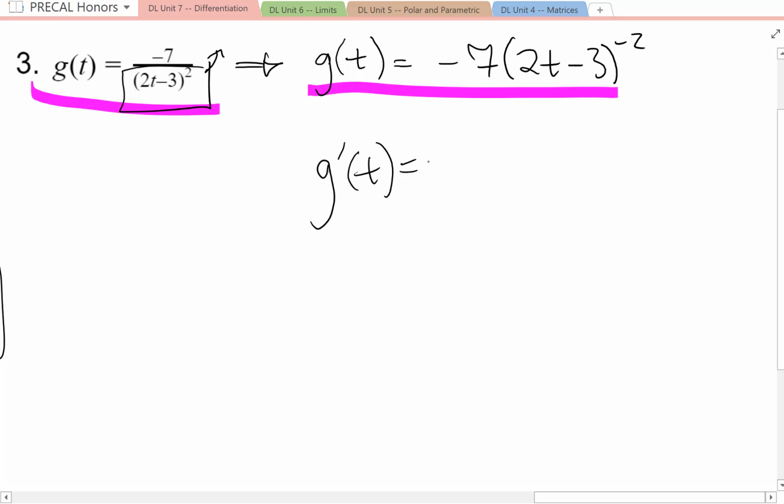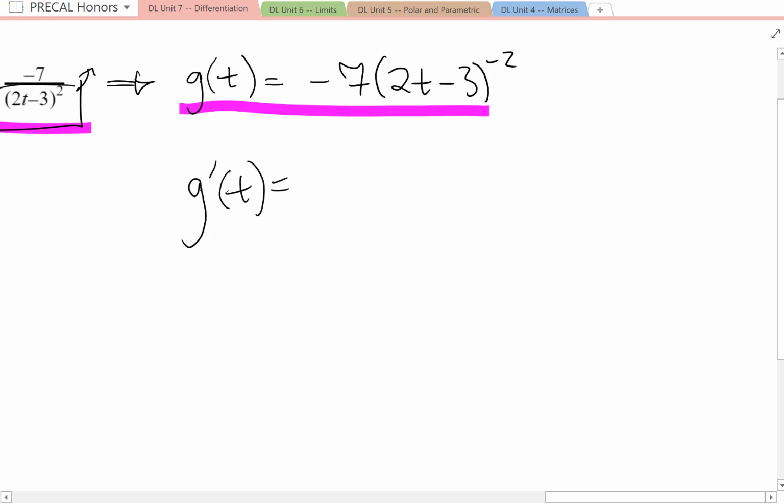Now it's important to know what is our outside function and what is our inside function. So here we have the inside is this quantity being brought to the power of, the outside is the power of -2. This -7 right here is just a constant. So when you pop this -2 down, just like in the power rule, you're going to multiply -7 times -2. Okay? So pop down, power down. So the derivative of the outside, -7 times -2 is 14. -2 minus 1 is -3.